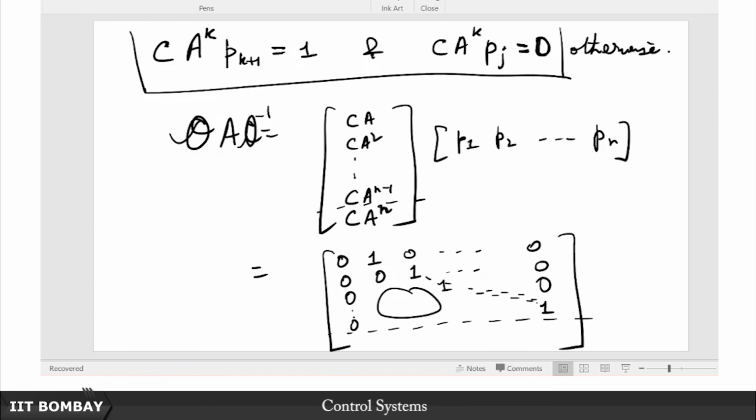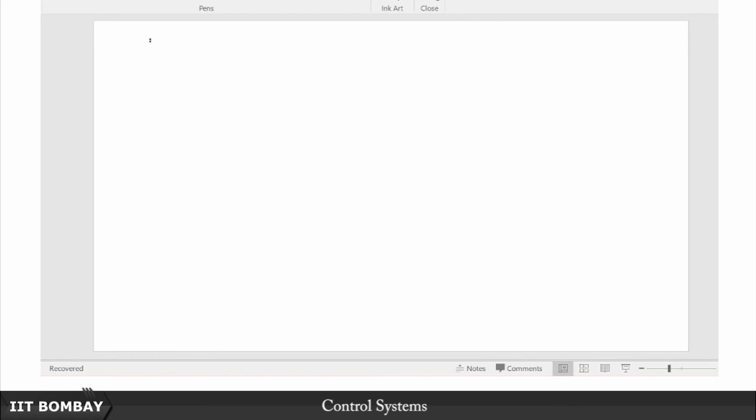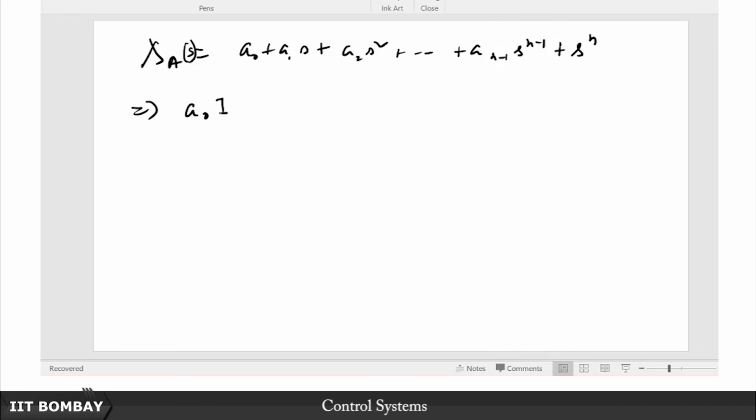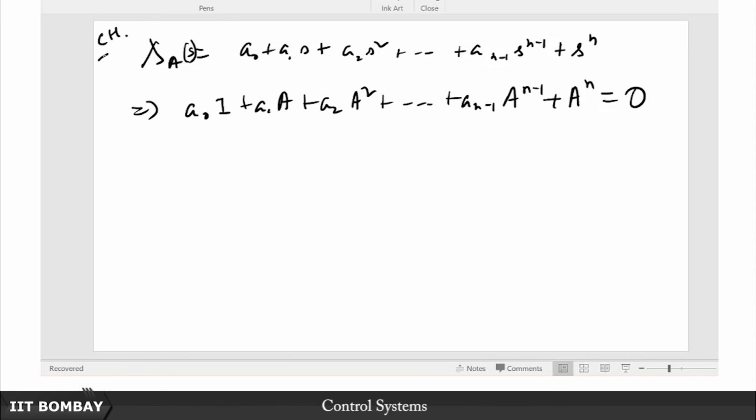But now recall the famous Cayley-Hamilton theorem. The Cayley-Hamilton theorem says that if the characteristic polynomial of A is a0 plus a1 s plus a2 s squared plus dot dot dot till plus a n minus 1 s to the power n minus 1 plus s to the power n, then I know that a0 I plus a1 A plus a2 A squared plus dot dot dot till a n minus 1 A to the power n minus 1 plus A to the power n is equal to 0, because every matrix satisfies its characteristic polynomial. This is the Cayley-Hamilton theorem.